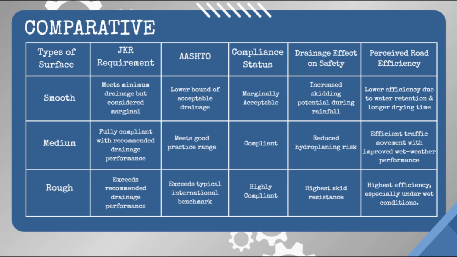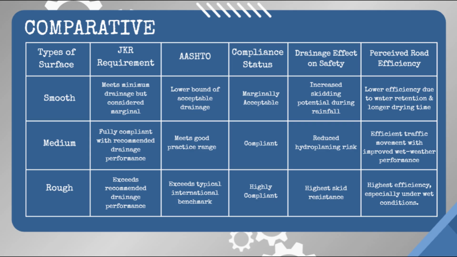Finally, let's talk about perceived road efficiency, what this means for drivers on Malaysian roads. A smooth surface translates to an increased skidding potential during our frequent rainfall, a clear safety deficit. A medium textured surface provides a significantly reduced hydroplaning risk, ensuring predictable vehicle handling in wet conditions. This balance makes it highly efficient for most of our highways and urban roads.